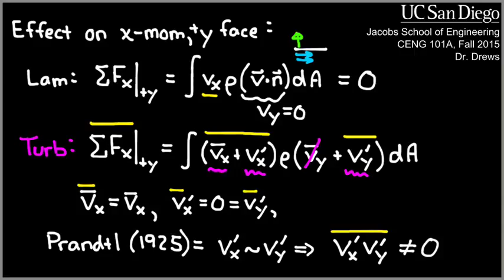And so what that means is I'm going to have an extra term due to the product between this Vx prime and this Vy prime. I'm going to have a non-zero transfer of momentum across that boundary, because Prandtl assumed that when I multiply those two quantities together, they don't perfectly cancel out after I time average them because they're correlated.